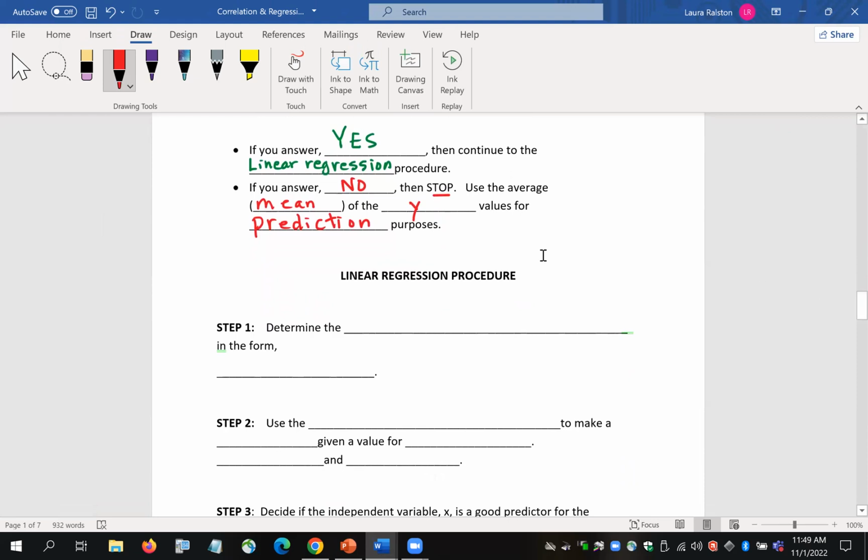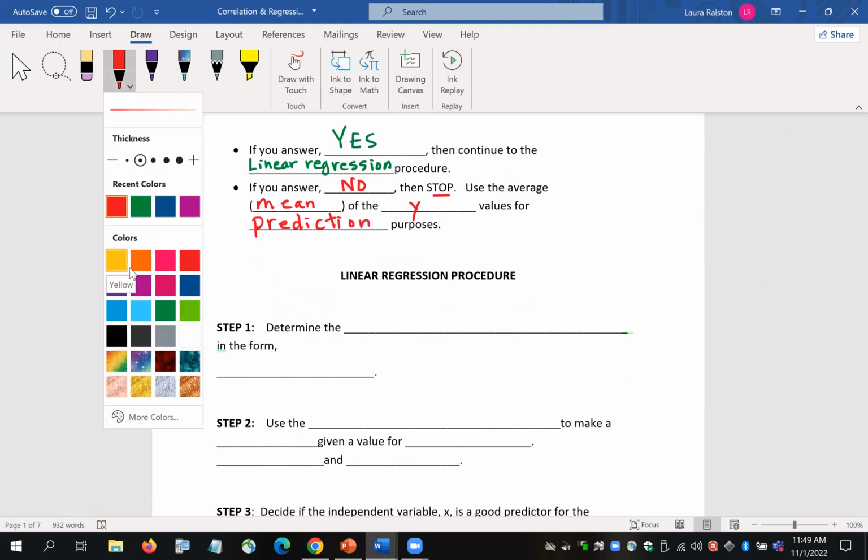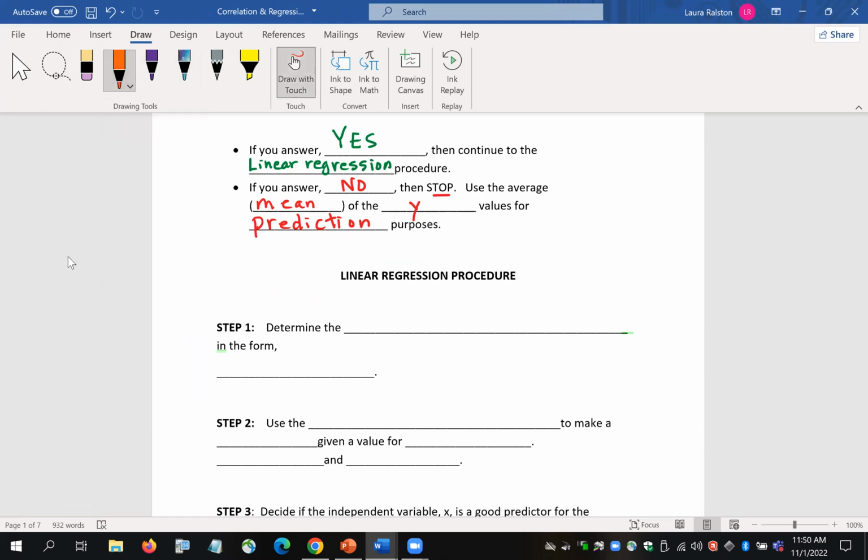Okay, so let's assume that we have said, yes, there is a relationship. So then we're going to determine the linear equation or the linear model in the form Y, and usually we'll put a little tick mark next to it. It's read Y prime equals B plus AX.